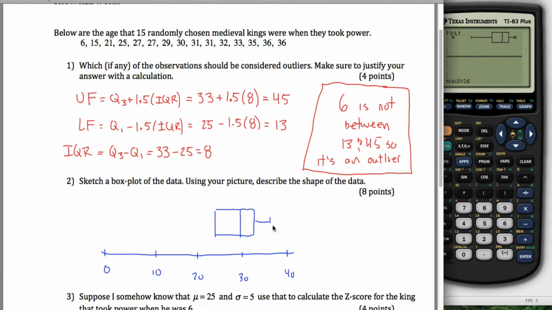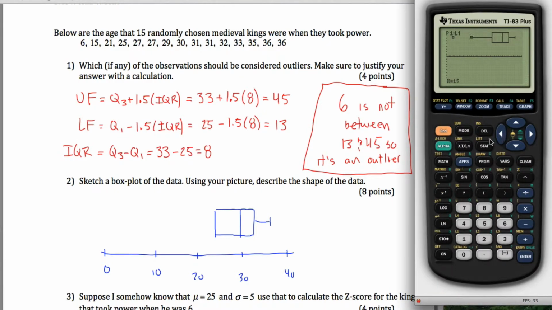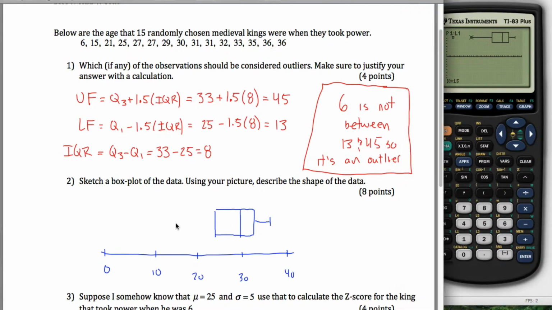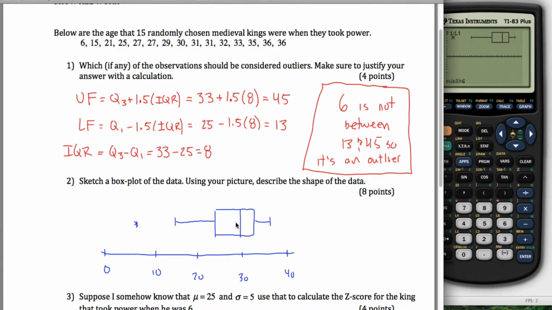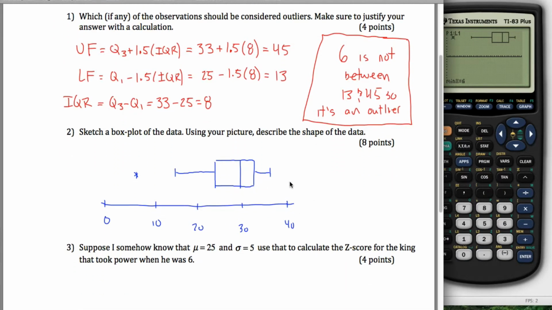And my smallest observation that was not an outlier, this guy, 15, way over here. And then furthermore, I even had an outlier way over here at 6. If you want to label these points, you can, or I'm fine with you leaving it just like this. Sketch a box plot of your data, done.